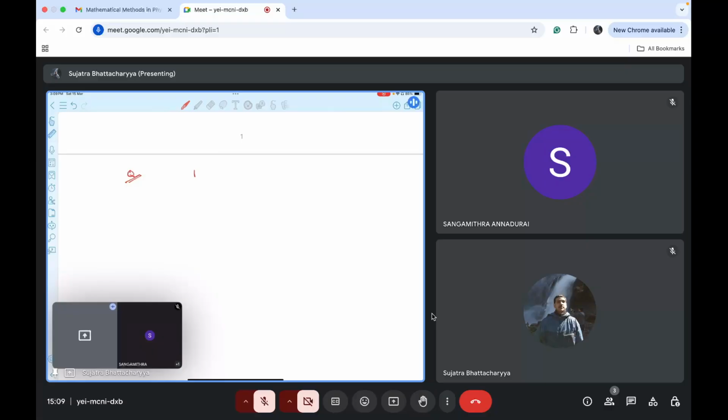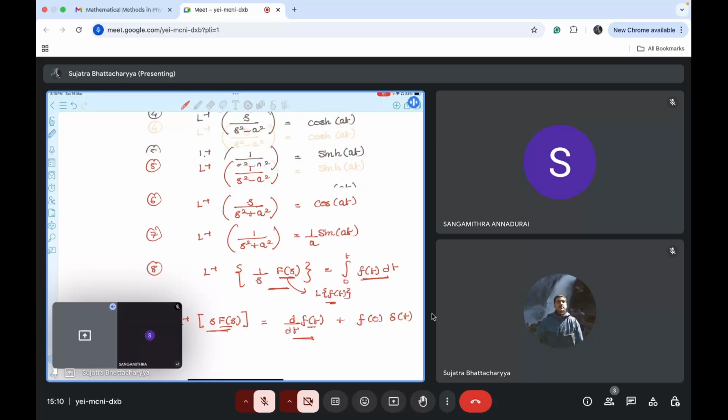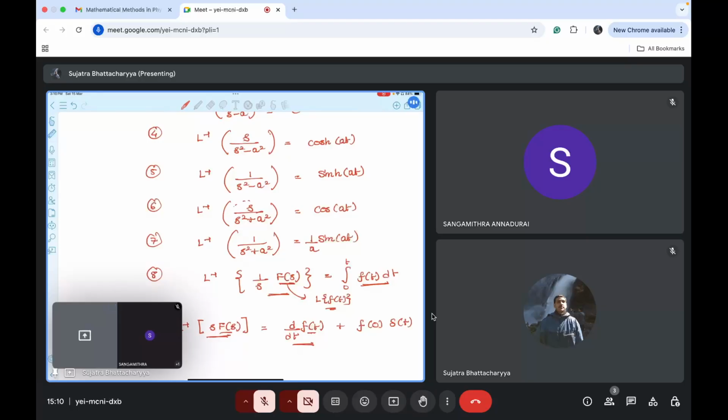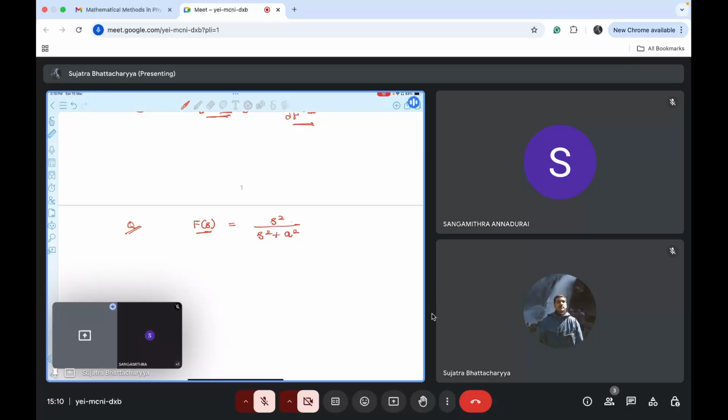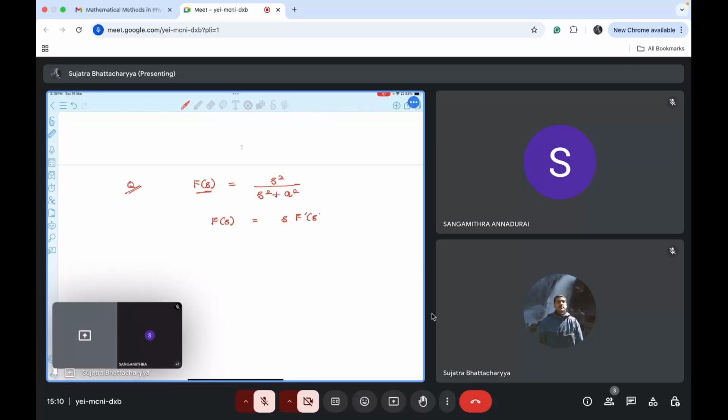Find out the inverse Laplace transform of this function F(s), which is given as s square upon s square plus a square. See, very clearly, if you look at the list, if you have s upon s square plus a square, we know that it is cos at. But here an extra s is multiplied in the numerator. So in this case, we can write it in a different way. This F(s) can be written as s times some F dash(s). This dash does not represent a derivative, but it is a new function F dash(s).